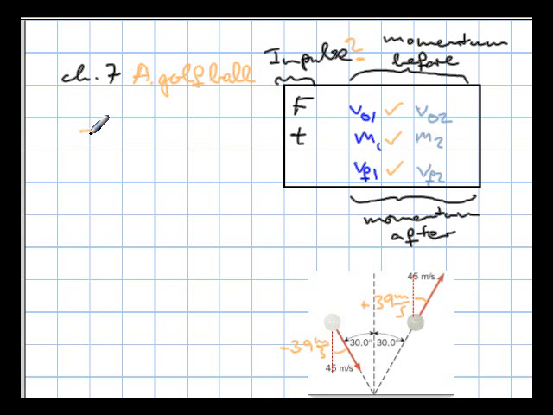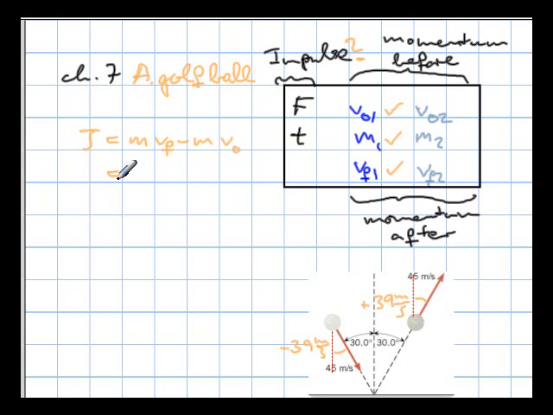And in fact, the impulse can be written as force times delta t, or it can be written as the change of momentum, and apparently that's what we need here. So the impulse is going to be mass times Vf minus mass times the initial velocity.